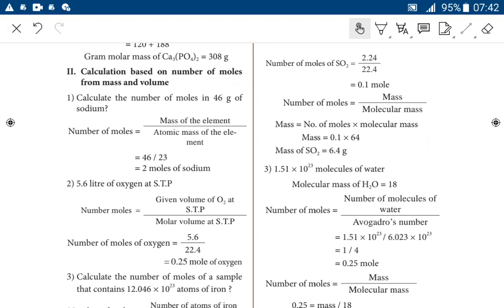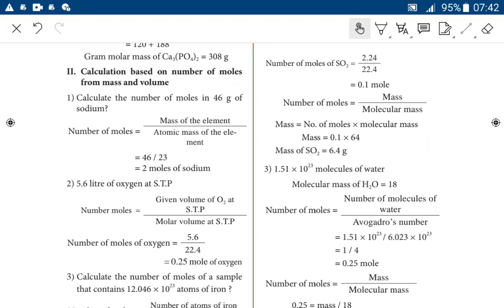So here oxygen is given, the volume of oxygen given is 5.6 liter, and its molar volume is 22.4 liter at STP. At STP, all the gases occupy 22.4 liter. So 5.6 divided by 22.4, that is equal to 0.25 mole of oxygen present in the given volume of oxygen.